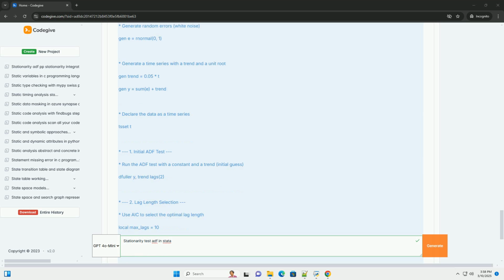Select an appropriate lag length. Don't blindly use a default lag length. Use information criteria or other methods to choose an appropriate value. Be careful with differencing. While differencing can make a series stationary, it also removes information. Overdifferencing can lead to problems. Consider alternative tests. The ADF test is just one test for stationarity.